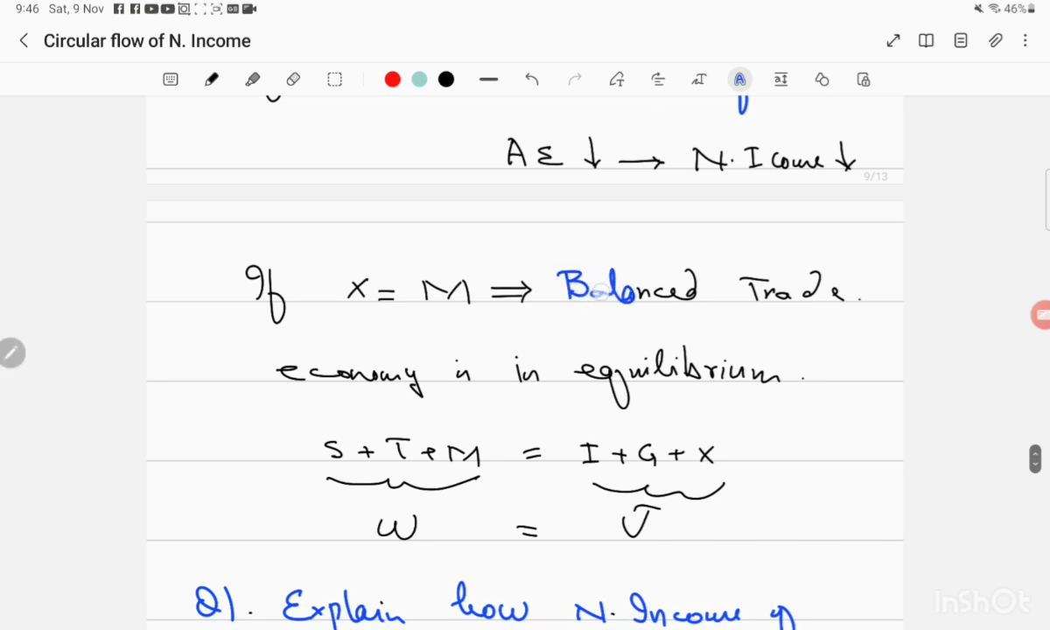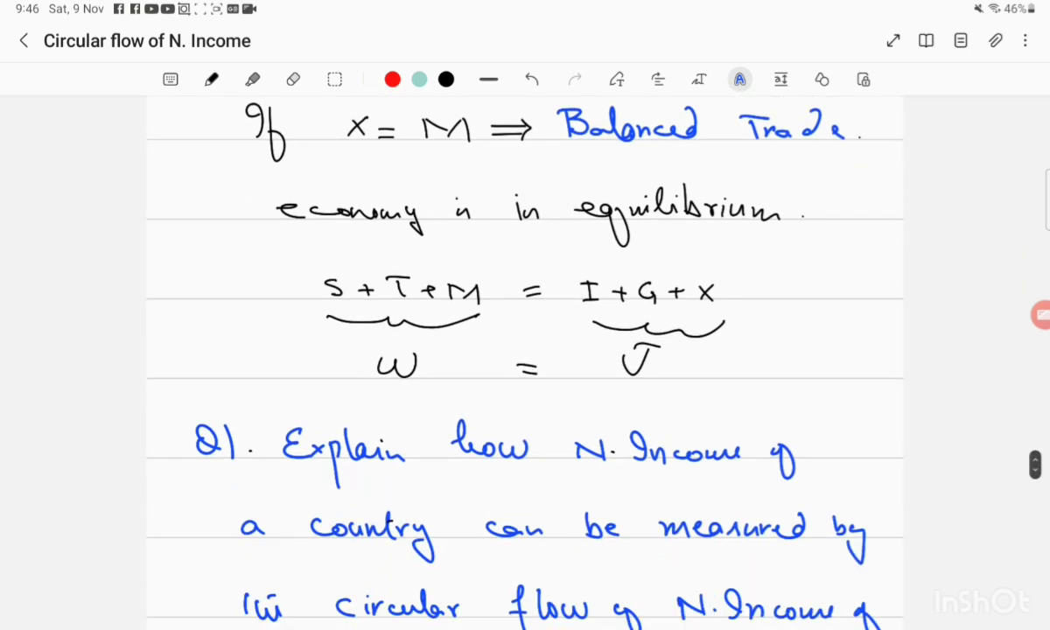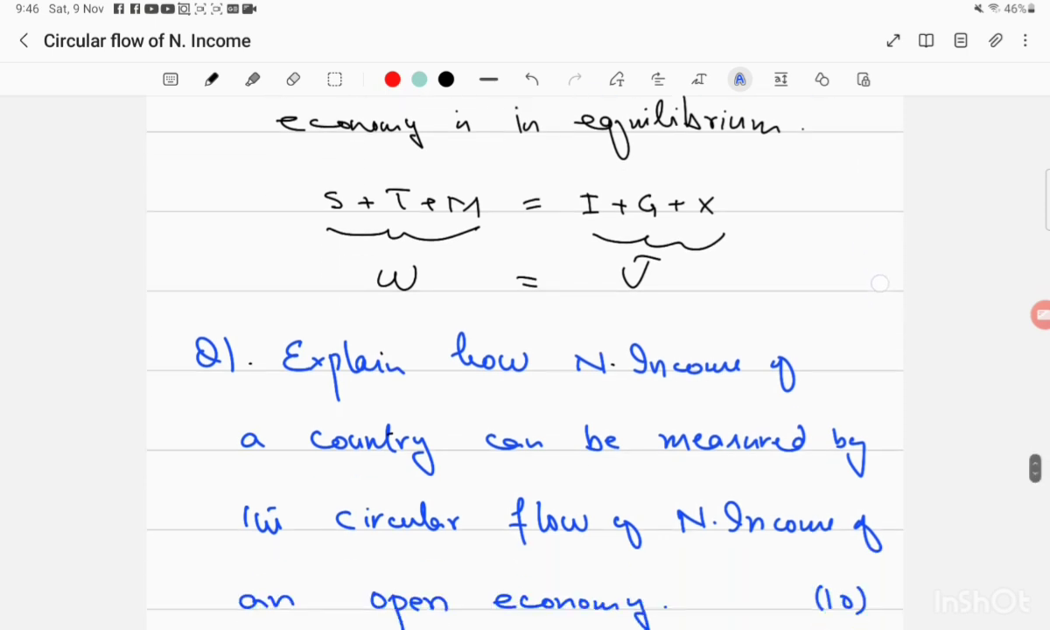And this is the balanced trade. When exports are equal to imports, we find a balanced economy. So the economy is in equilibrium when the sum of all savings, taxes and imports equals the injections. So all withdrawals should equal the injections, then we find the economy will be in equilibrium.